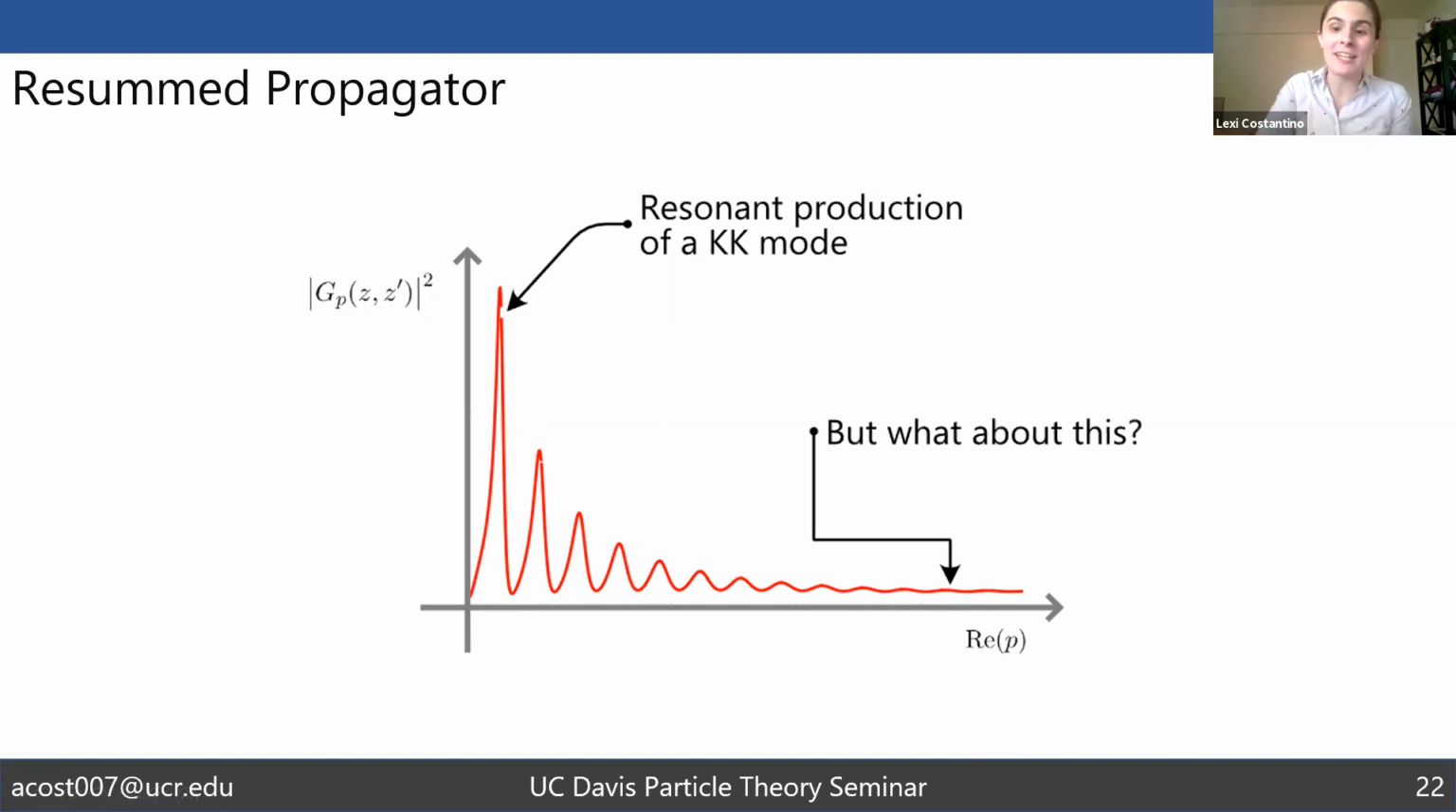But what happens down here? Does it make sense to say that we produce the 11th KK mode or the 20th or the 100th when the function is nearly continuous?